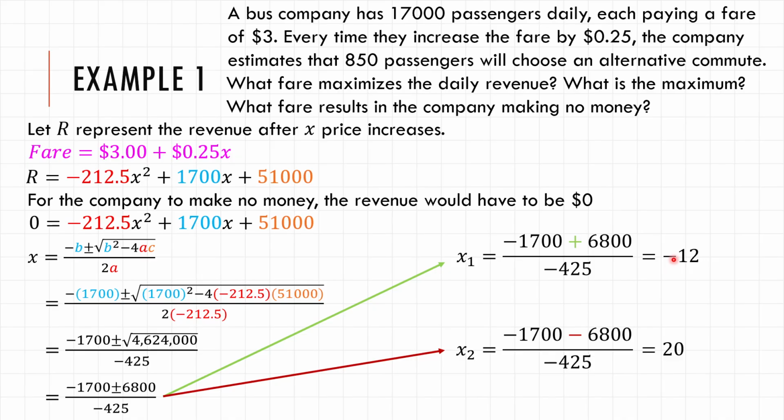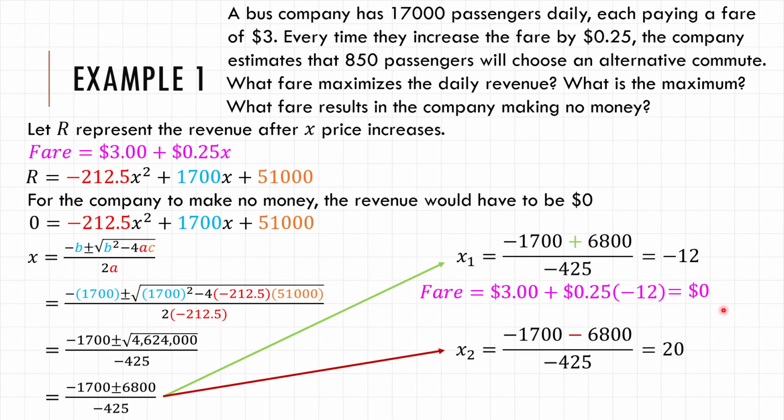Actually, yeah, a negative price increase would actually be a price decrease. And it might actually be better for the company to lower their prices in some cases. In this case, no. 12 price decreases result in a fare, if I change x to negative 12, of $0. And of course, no matter how many passengers they get, if those passengers are coming on for free, the company's not going to make any money.